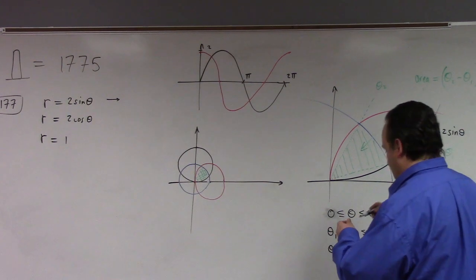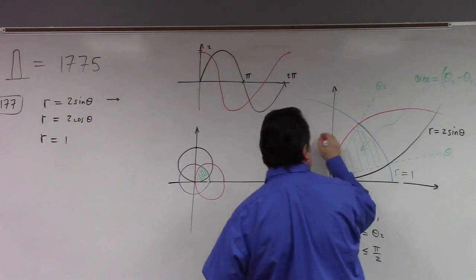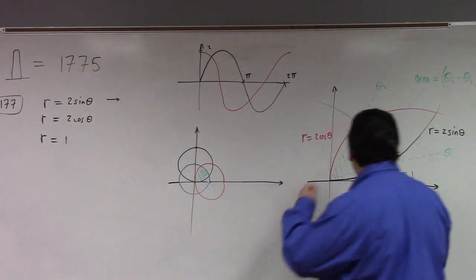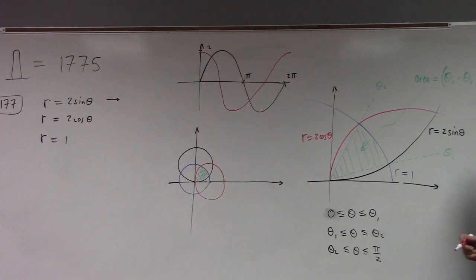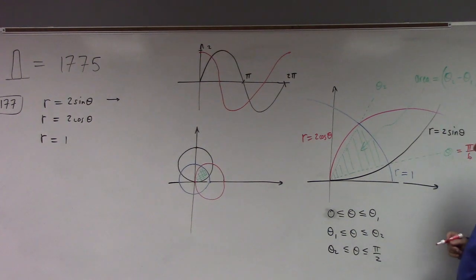And the red is, what do you say? I said r equals 2 cosine theta. Okay, so you were telling me to do what? I'm saying integrate the area under the curve. And you said this is pi over 6. No, I'm saying the intersection point between r equals 1 and r equals 2 cosine theta is pi over 6.